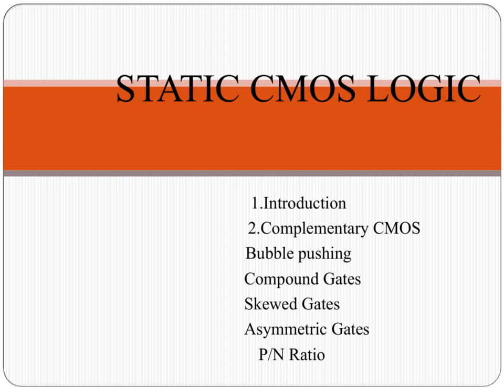Now let's dive into static CMOS logic, which is fundamental in digital circuit design. We'll start with an introduction to the concept, emphasizing how complementary CMOS works by using both P-type and N-type transistors to achieve efficient switching. Then we'll explore bubble pushing, a technique used to simplify logic expressions by moving inversions around. Next, I'll explain compound gates, which combine multiple logic functions into a single gate to optimize performance. We'll also look at skewed gates, designed to favor one input transition over another, and asymmetric gates, where transistor sizes are adjusted to balance delay and power.